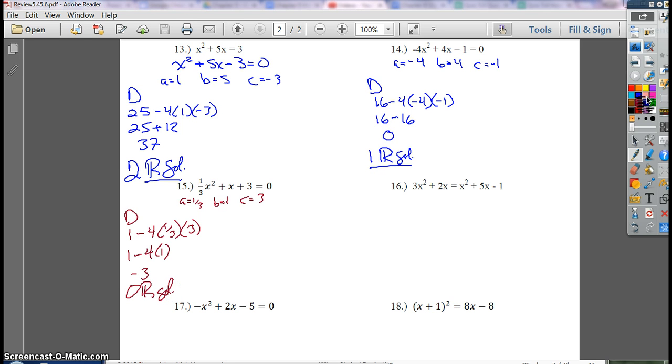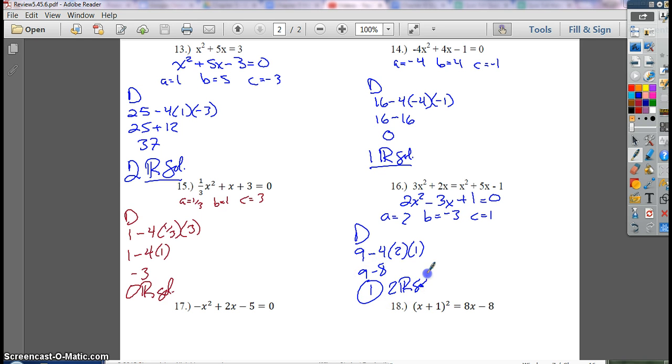16. Okay, I'm going to get this setting to 0, so I'm subtracting x squared. I get 2x squared. I subtract 5x over. That's supposed to be a 3. And then I add 1 over to set it equal to 0. So A is 2, B is negative 3, C is 1. So my discriminant would be positive 9 minus 4 times 2 times 1. 9 minus 8 is 1. So this is 2 real solutions.